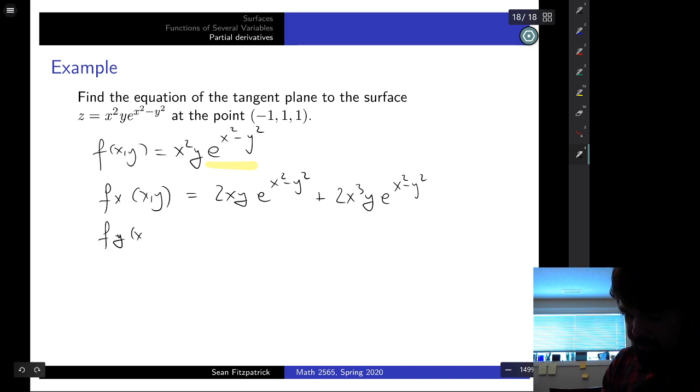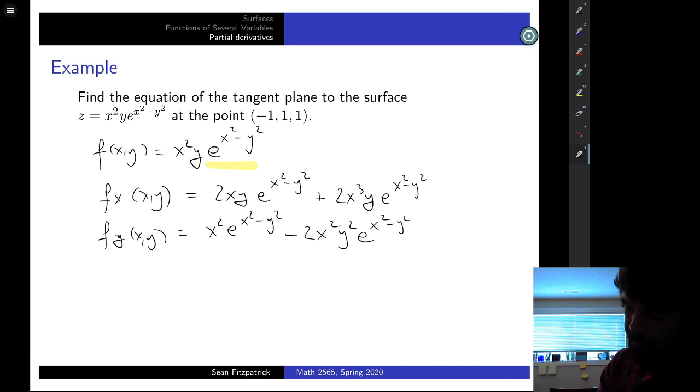The y derivative is going to be x squared e to the x squared minus y squared. This time when I take the derivative of the exponent, I get minus 2y. So I get minus 2x squared y squared e to the x squared minus y squared.